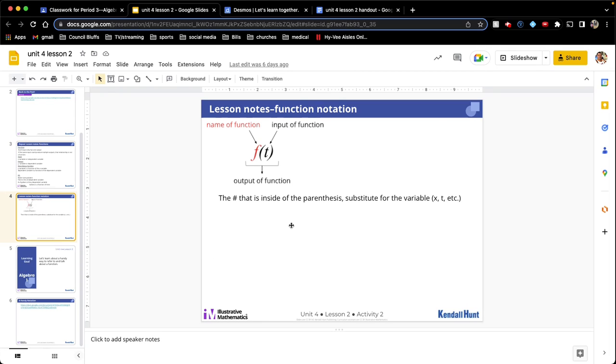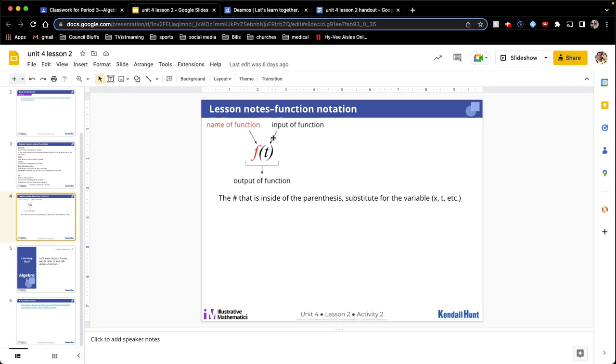Really, the new thing we're going to get into today is this idea of function notation. Function notation is a special type of mathematical notation that we use for functions. Okay. And this is kind of the template we're going to use. So the name of the function is the variable that will go on the outside of the parentheses. In this particular example here, the function name is f.